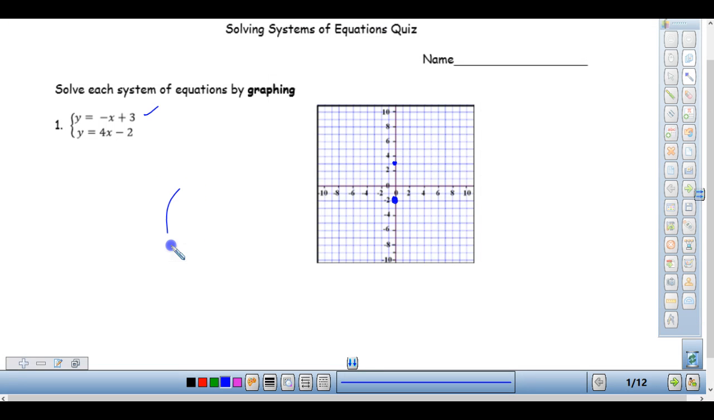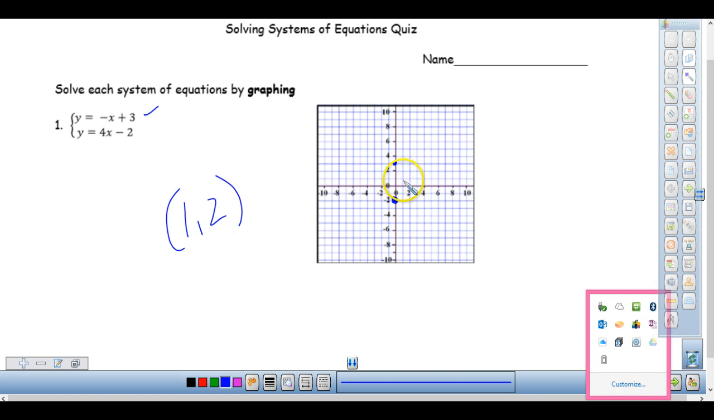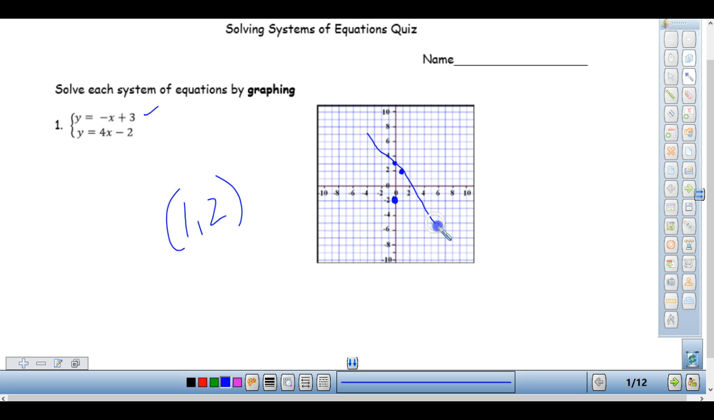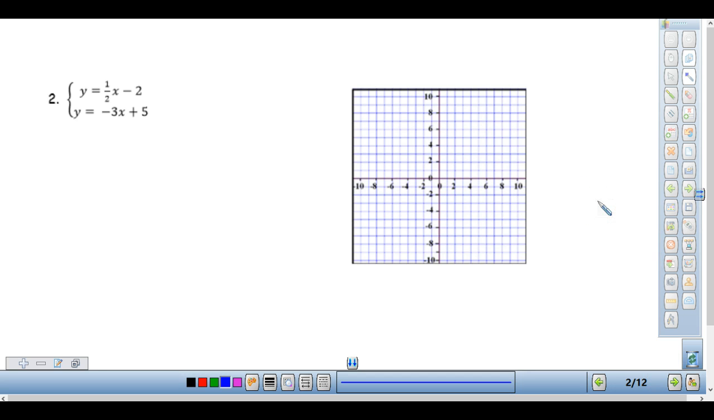So on your paper, you should have the point 1, comma 2. You should find 1, 2 on the graph. And now you can draw your lines through there. Okay, so not only did you need your point of intersection, you also needed to have your graph correct. So that's why some of you got some off on that. Next one, again, both of them are on y equals. Top one starts at -2, bottom one starts at 5.